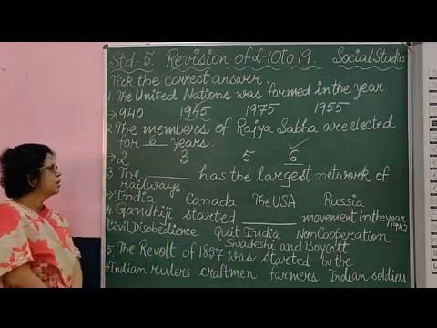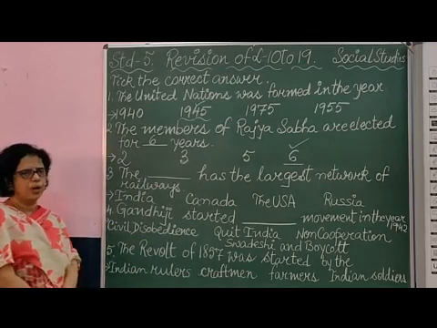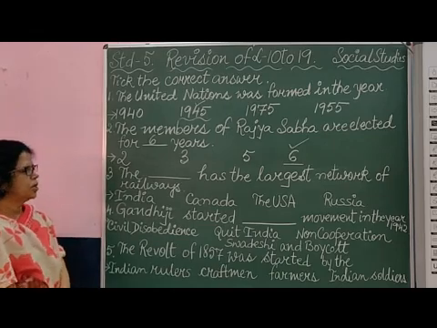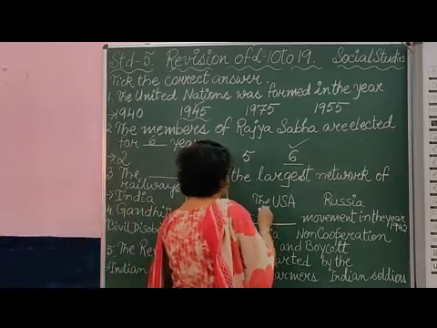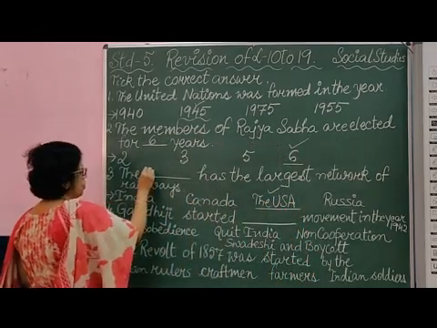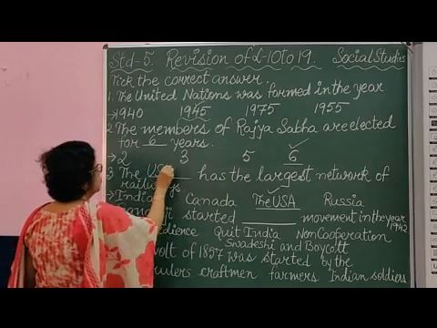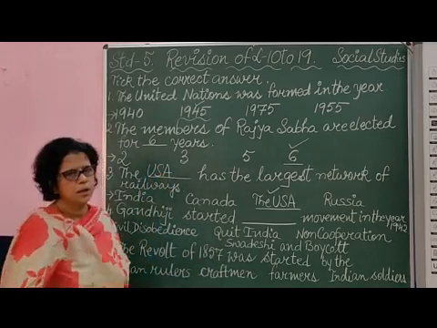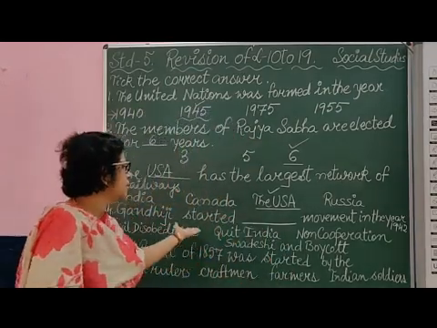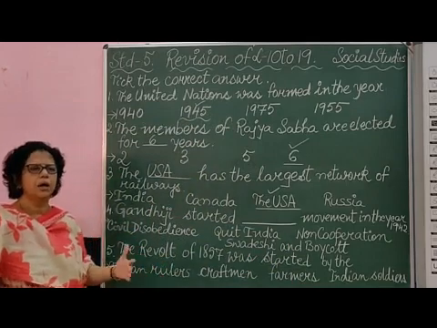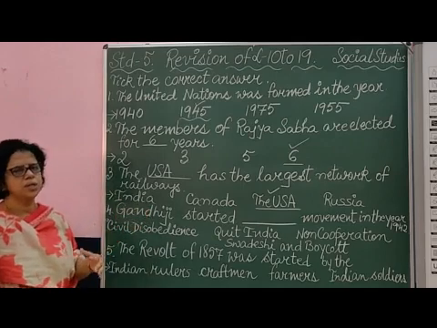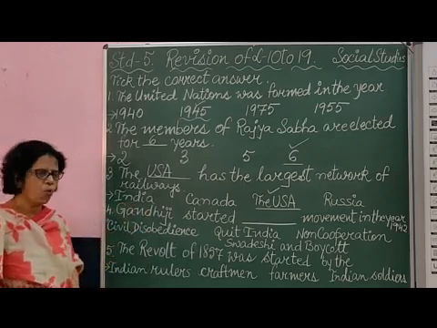Number 3, the dash has the largest network of railways. Is it India, is it Canada, the USA or Russia? As you know, it is the USA. The USA has the largest network of railways. India is the 4th. Children, remember, India is the 4th in the world, and it is 2nd in Asia. So these are the other countries which are having a large network of railways, like Canada, Russia. The USA is the largest, and India is the 4th.